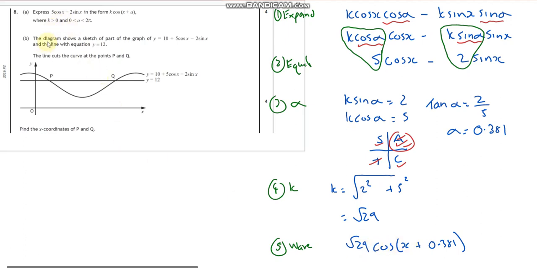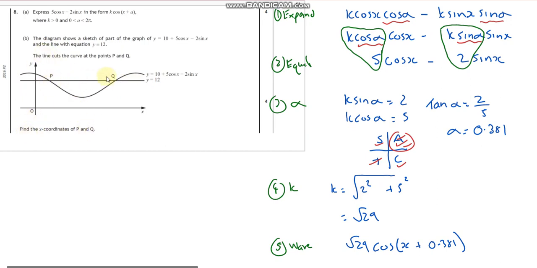Now, the next question. The diagram here shows this graph, so it's the 5 cos take away 2 sine, but 10's been added. Okay, so similar wave to what we've got, but we've added 10. And the line y equals 12.